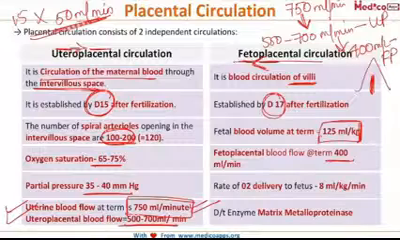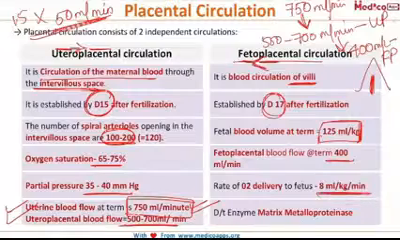Now the next important question is the rate of oxygen delivery to the fetus, and it is at the rate of 8 ml per kg per minute. And matrix metalloproteinases are involved in this fetoplacental circulation.